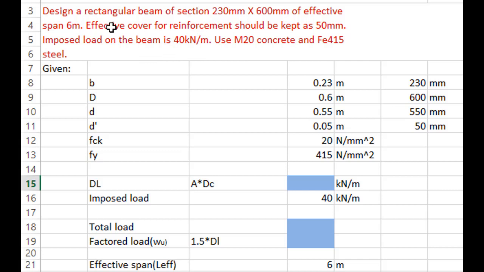So from this question we have deduced the given data, which is B is nothing but 0.23 meter or 230 mm, and depth is given as 600 mm or 0.6 meter, and then small d, as it is mentioned here, we have to take the effective cover as 50 mm, so it will be eventually 0.55 meter or 550 mm, and then small d dash is 0.05, that is nothing but the effective cover, which is 50 mm. fck is given as 20 Newton per mm square, and fy is given as 415 Newton per mm square.